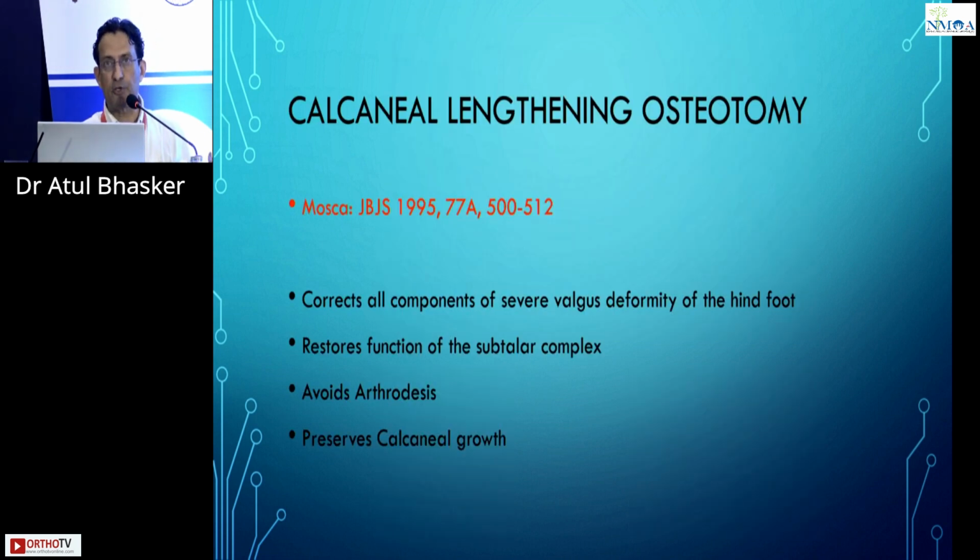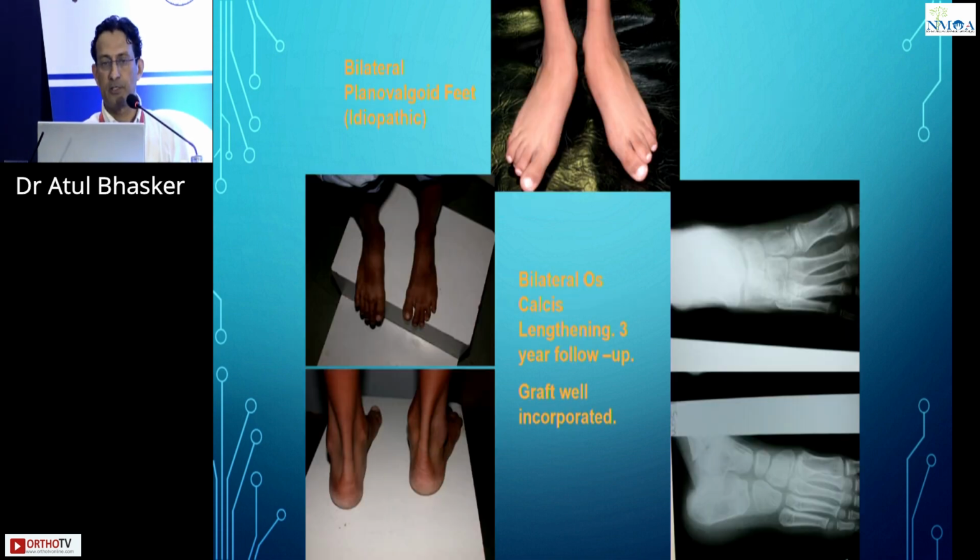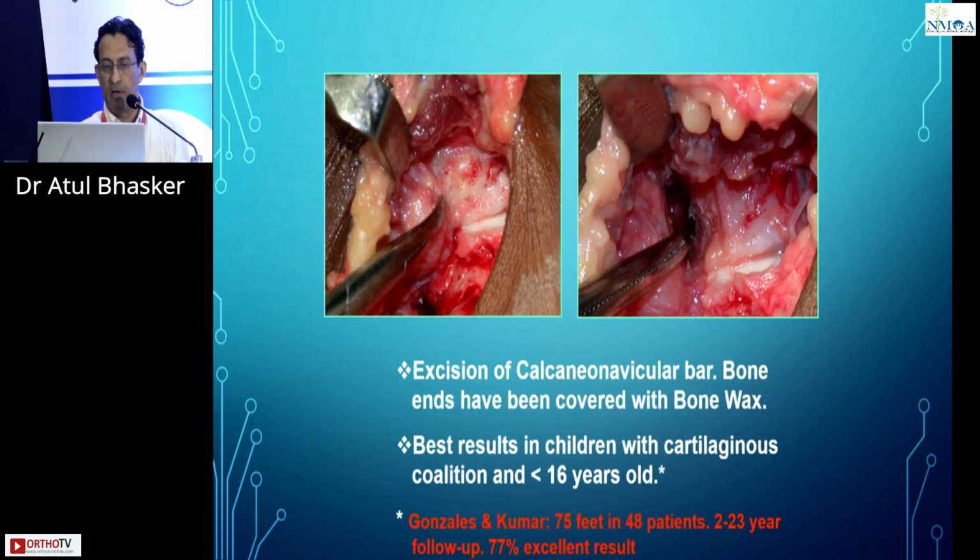Of course, I have also done lengthening. I have done lengthening also for a flexible flat foot in a very severe child who had a lot of symptoms. This was described by Evans, and this again restores the arch very well. And this is an old technique to correct all the deformity components. We've done excision for talocalcaneal and calcaneonavicular coalition. Of course, these are classical symptomatic flat feet which need treatment. So we have excised the coalition in this child, put bone graft.